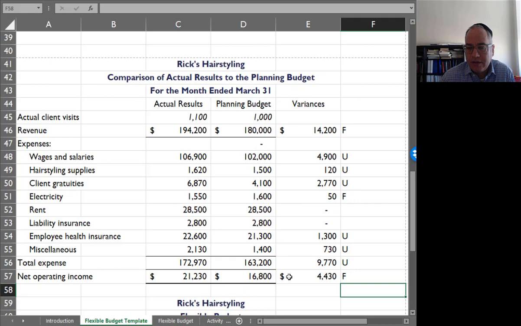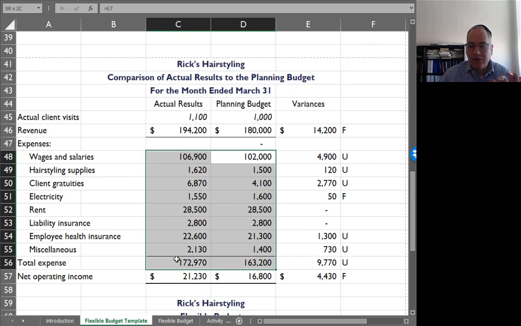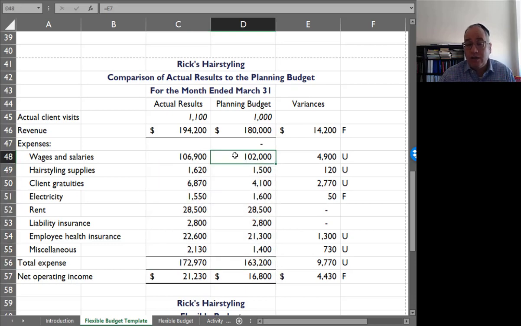And so what you can see here is that there are differences, but there's two different things going on. There's one fundamental fact that's messing up this entire equation, and that's the fact that not only did your expenses change, but you had 100 more actual client visits than you were planning. You were planning on 1,000 client visits. You had 1,100. So naturally, of course, your income is going to be higher.